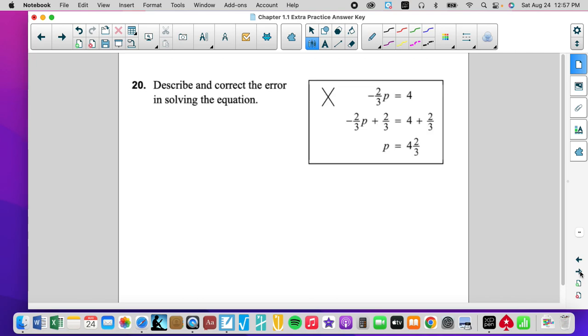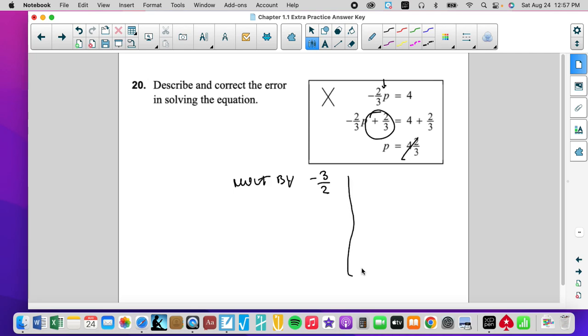Describe and correct the error in solving the equation. I love these problems. You have negative 2/3 p equals 4. Negative 2/3 is multiplying p. They are doing the inverse operation, which they thought was addition, and it is not. The inverse of multiplying by negative 2/3 is multiplying by negative 3/2. That's the correct. You need to do that to both sides instead of adding 2/3.